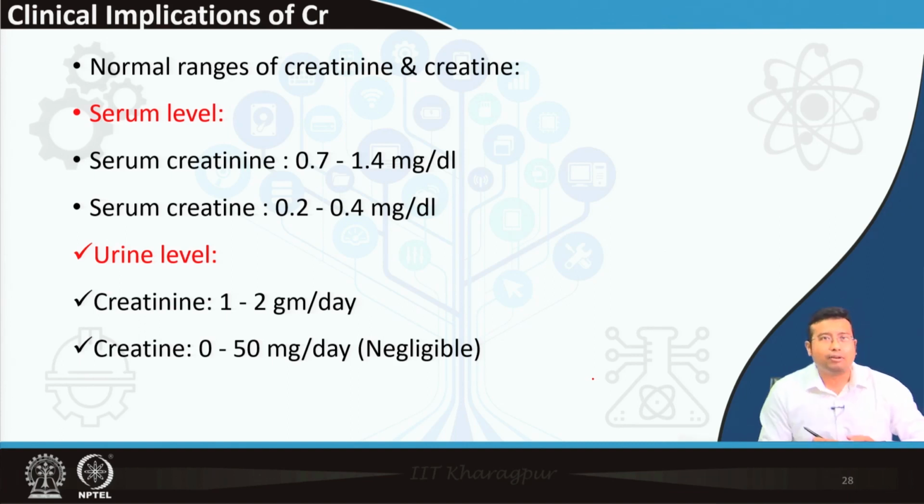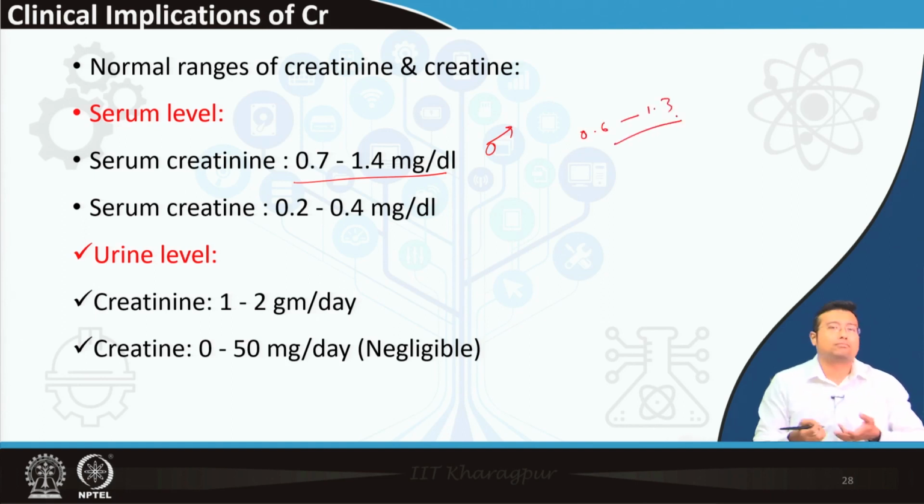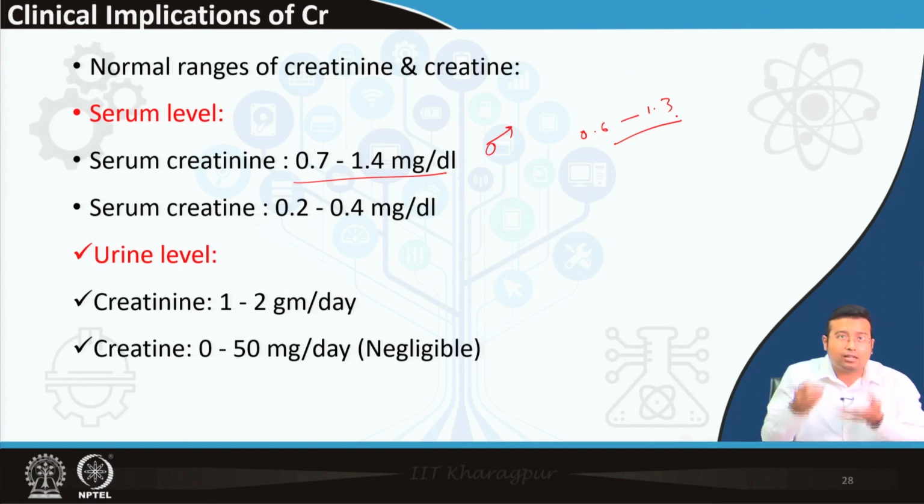The normal serum level is 0.7 to 1.4 in males. In females it is a bit less, 0.6 to 1.3 milligram per deciliter. Generally we measure creatinine level. Creatine level is not measured generally, even if it is measured, the normal level is 0.2 to 0.4 mg per dl.